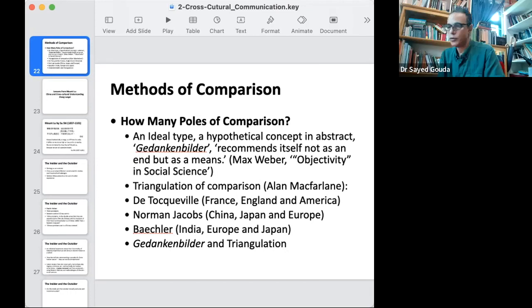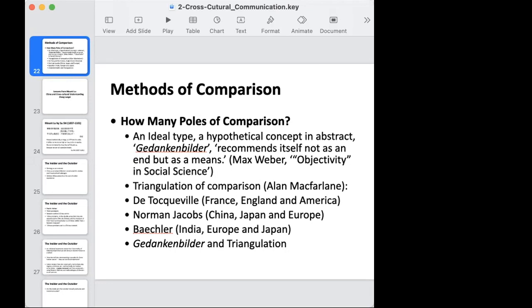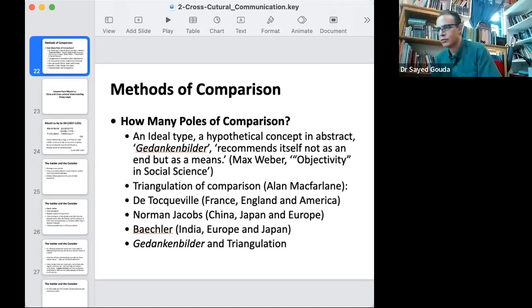Any more questions? Okay, if there are no more questions, then next week we'll talk about language and cultural values, something like that. Great, looking very much forward to it. Yes, next week we'll talk about cultural values.